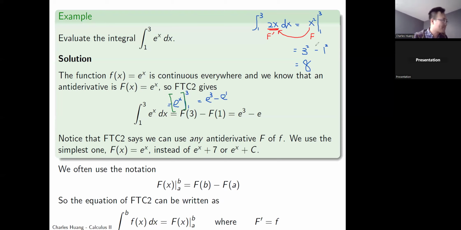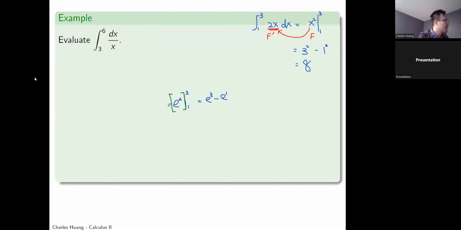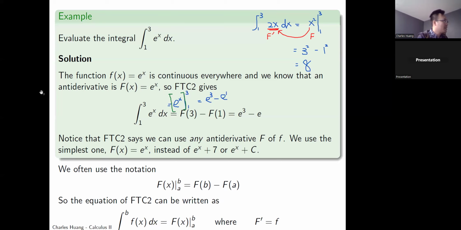So that's the process. Okay, and let me say one more thing before I give you some time to try a few practice questions. Before I go on, if you want to take a picture, you can do that. And then I'm going to go on to the next page.